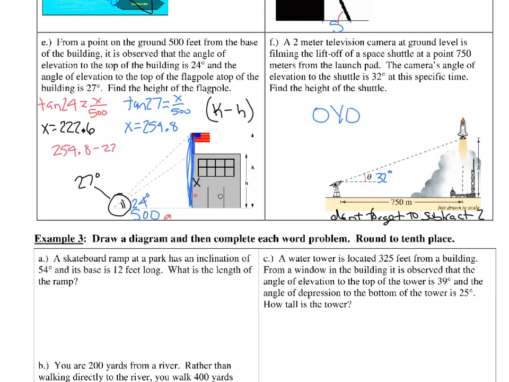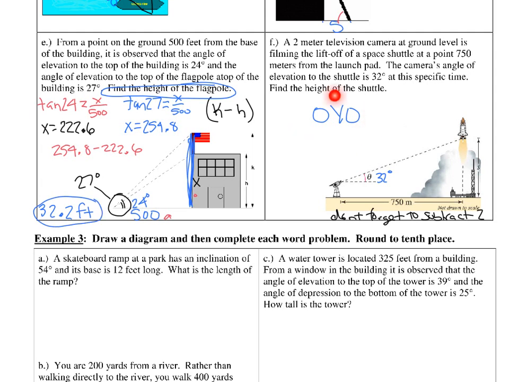So like I said, now we subtract the entire height, which is the 254.8 minus the 222.6. And when we do that, we get the flagpole. So the height of the flagpole is what we're looking for to be 32.2 feet tall.